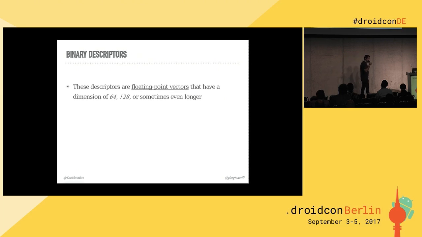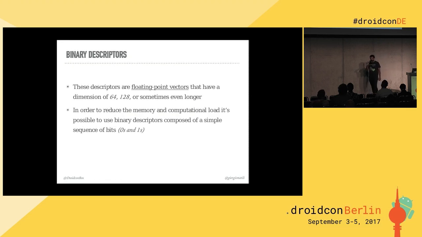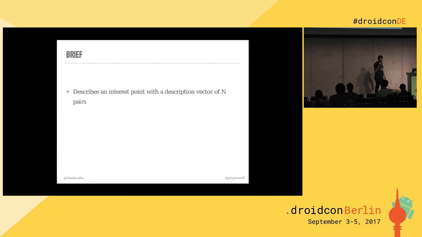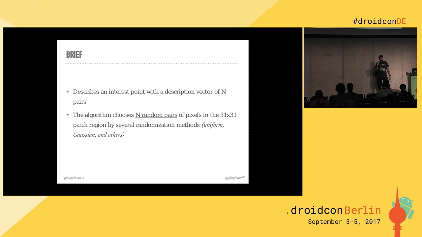The important thing is that there are several descriptors. Binary descriptors obviously contain much less information. The standard descriptors use floating point vectors, while a binary descriptor uses only 0s and 1s. This reduces the complexity and the processing time. The BRIEF descriptor describes an interest point with a set of pairs. The pairs are chosen randomly, and then you apply different randomization methods to get this random data.